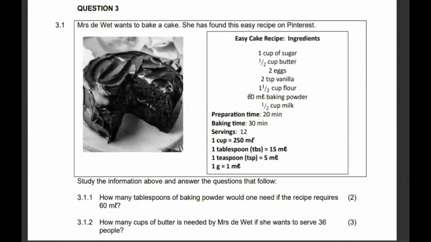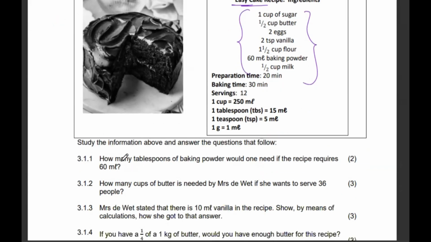The cake is called easy cake, all right? And this is what you need. These are the ingredients. All right, there we go. Study the information above and answer the questions that follow. How many teaspoons of baking powder would one need if the recipe requires 60 mils?